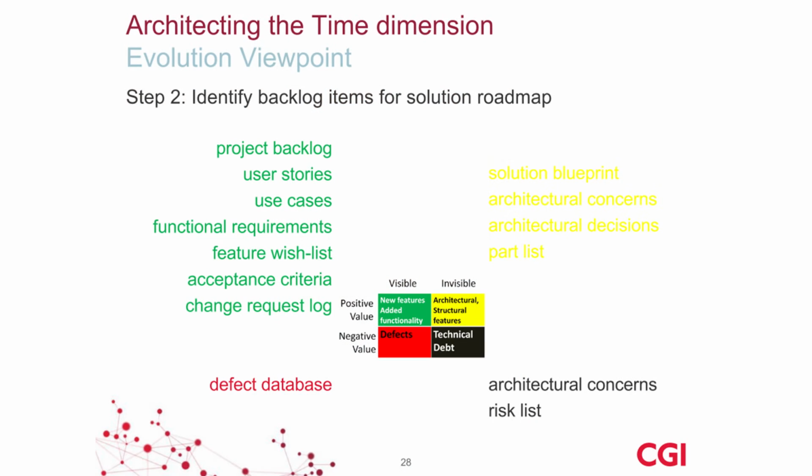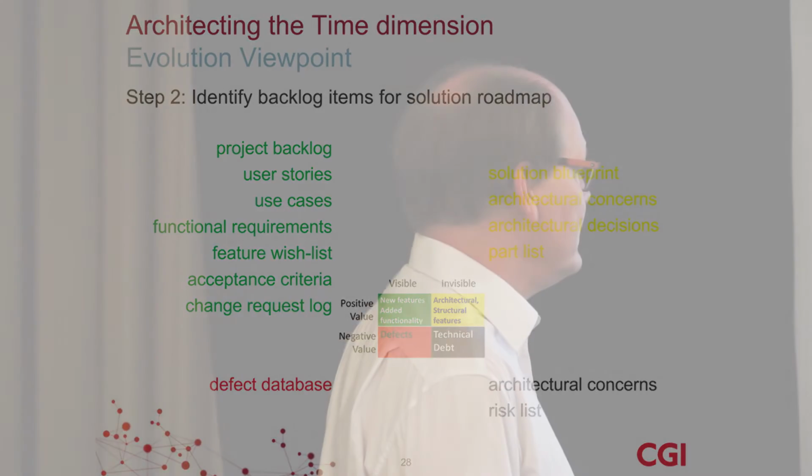So once we have identified these future events, the second thing that we have to identify is backlog items for our solution roadmap. I have already shown you this color coding scheme. And where do we find these backlog items? Well, of course, the green stuff is very easy to find. It's always very, very visible and pushed by all the stakeholders, etc. And also the red stuff is easy to find. You can find it in the defect database.